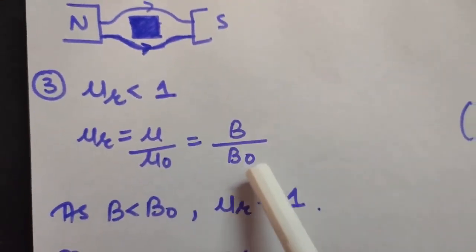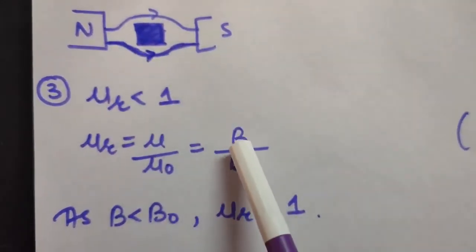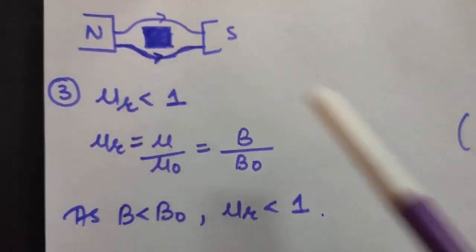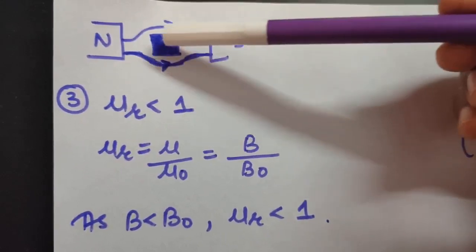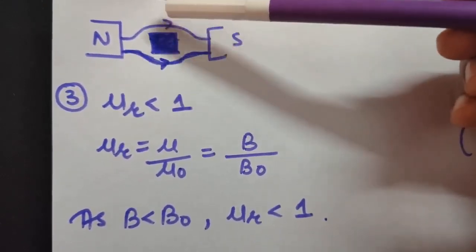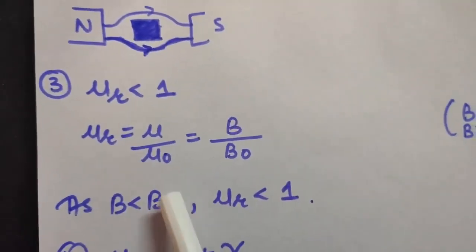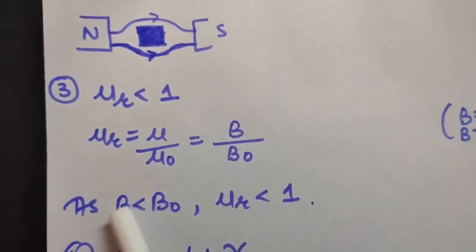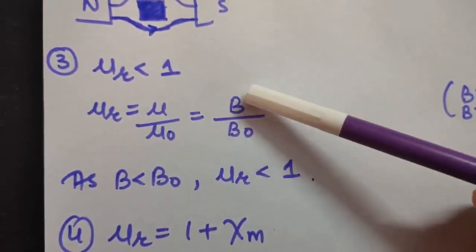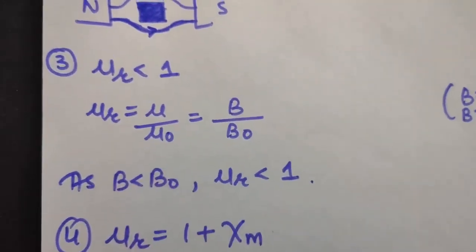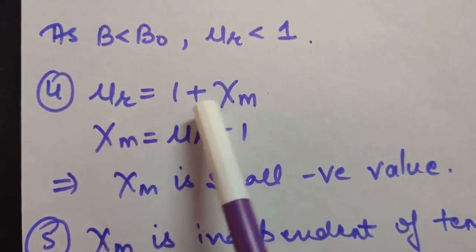Okay, so B naught is the magnetic field outside, and B is the magnetic field inside this specimen. So now can you tell which one is greater? Because magnetic field lines are not passing through the specimen, that means B naught, which is outside, is greater than B. That is, outside magnetic field is greater than inside magnetic field for this diamagnetic specimen. So from here you can say if B naught is greater than B, that means mu r will be less than 1.